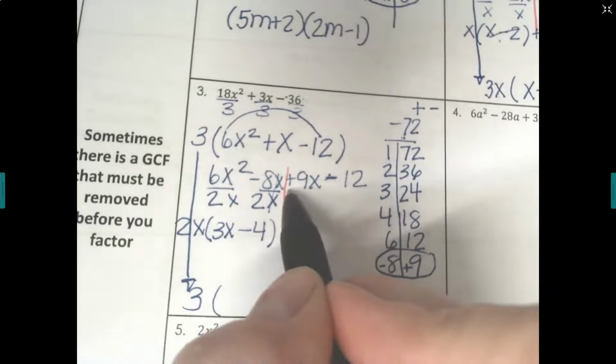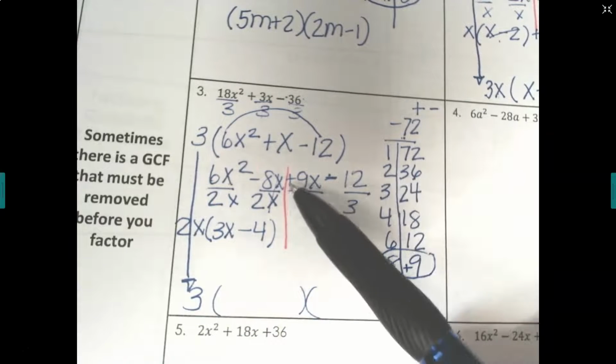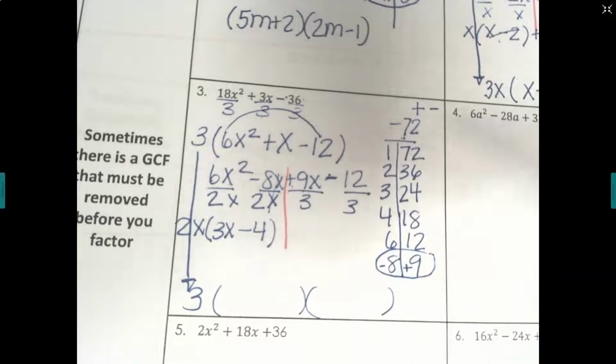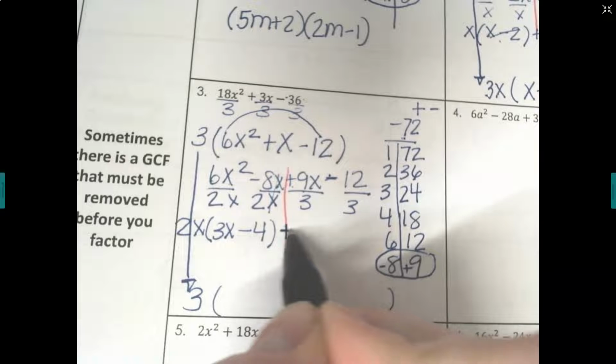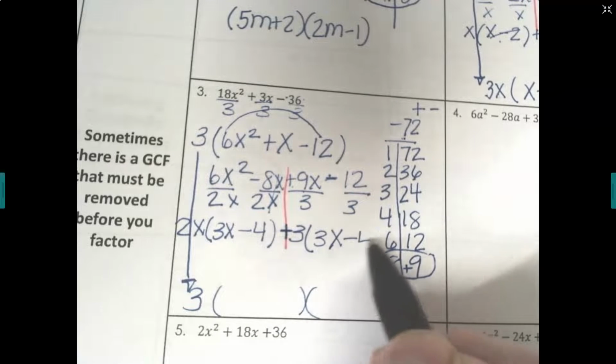Right? On the right, 9 and 12 share a 3, and it is a positive 3 because this says plus 3. So I'm going to say plus 3 down here, and what will be left over is 3x minus 4.